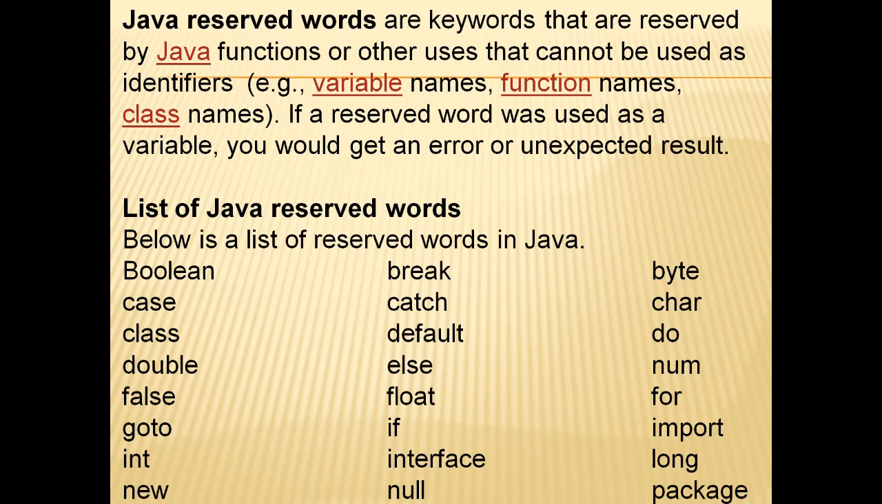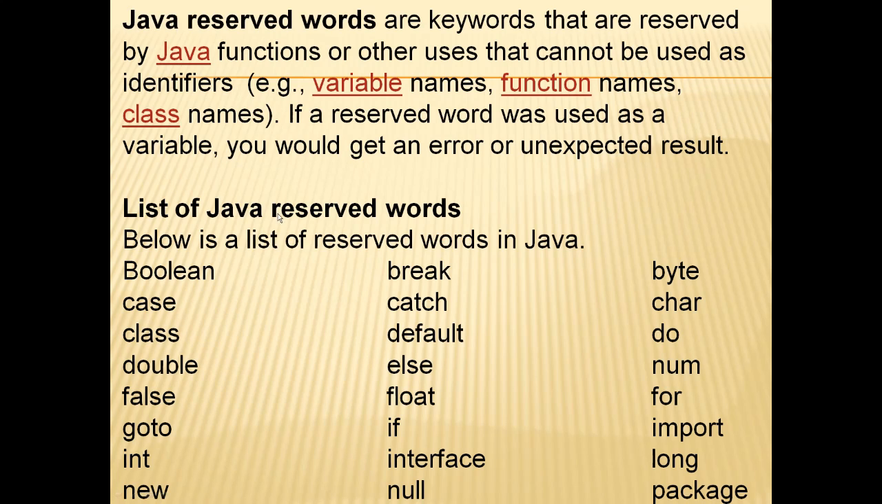I have explained to you the output statements in Java programming. Now, I will explain Java reserved words. Java reserved words are the keywords that are reserved by Java and cannot be used as identifiers, for example, variable names, function names, or class names. These are related to the Java reserved words. If a reserved word is used as a variable, you would get an error or unexpected result. We cannot use a Java reserved word as a variable in a program.